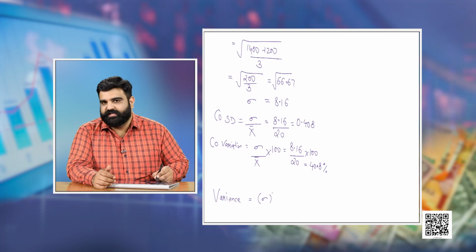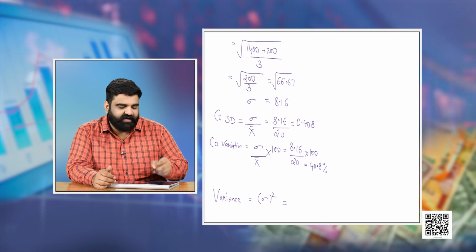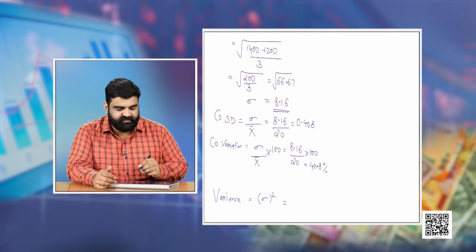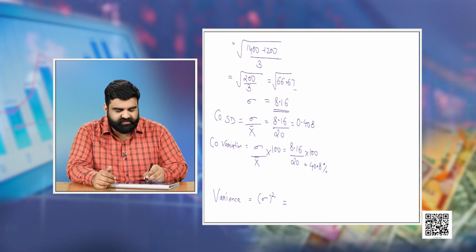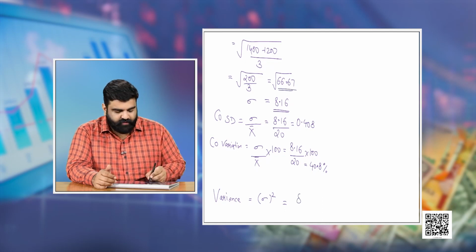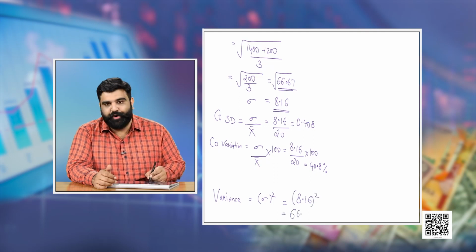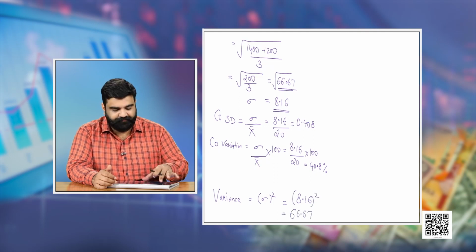Now, let us calculate the variance. Variance is basically the square of standard deviation. So, we had this standard deviation as 8.16, which was the square root of 66.67. So, the square of 8.16 would be 66.67. This will be the variance.